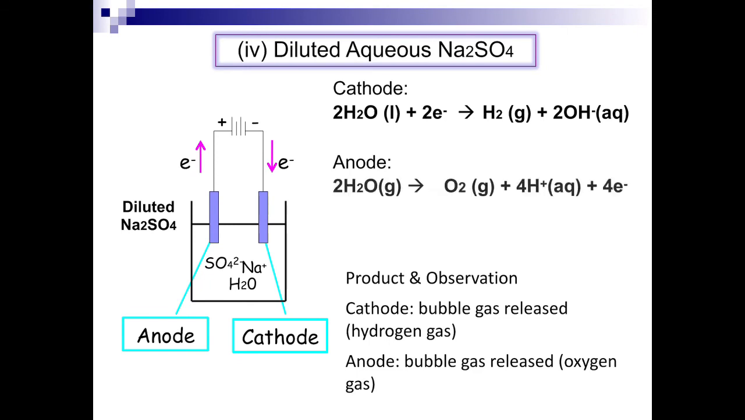Now, we combine both half-cell equations at the cathode and anode, and we will get the overall equation as 2H2O liquid produces 2 hydrogen gas and oxygen gas. The product and observation will be as follows. At the cathode, bubble gas is released, representing the hydrogen gas, and at the anode, bubble gas is also released, representing oxygen gas.